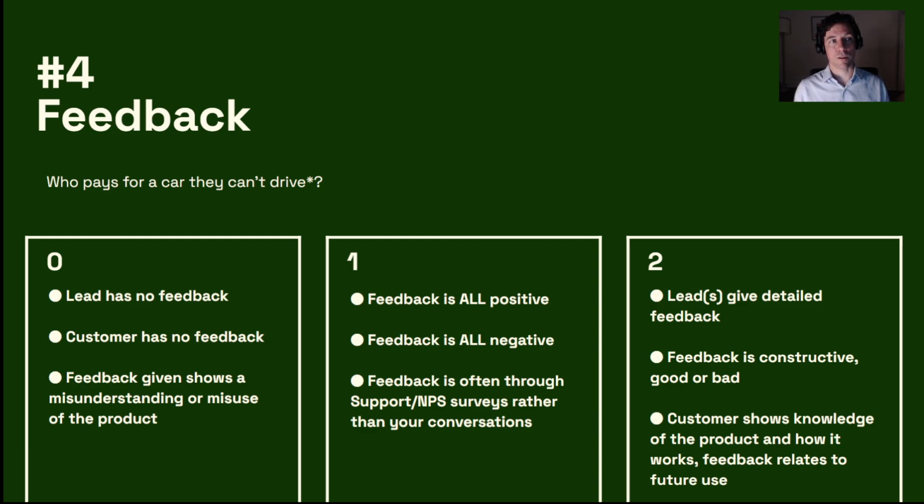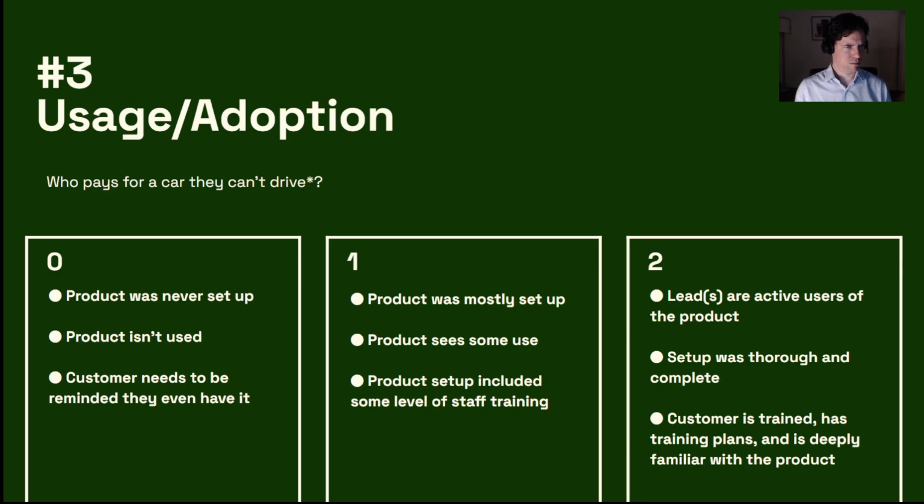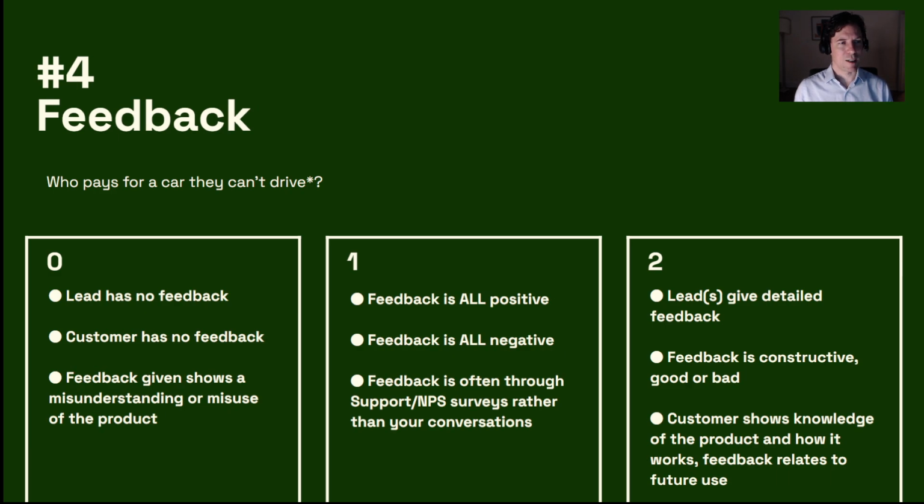Number 4, this is our 4th of 5 categories, feedback. Who pays for a car they can't drive? Same thing. Lead has no feedback. That's never good. You want feedback, whether it's good or bad. You want some. Customer has no feedback.